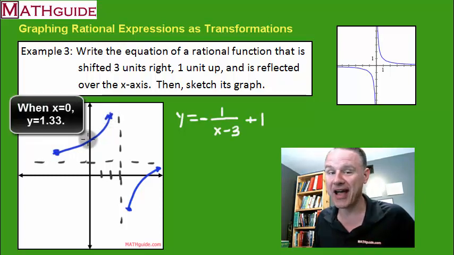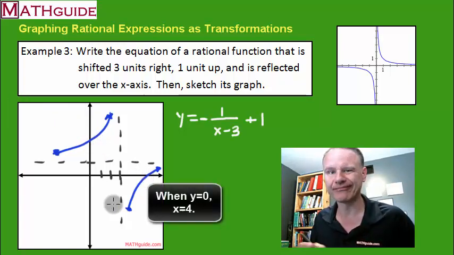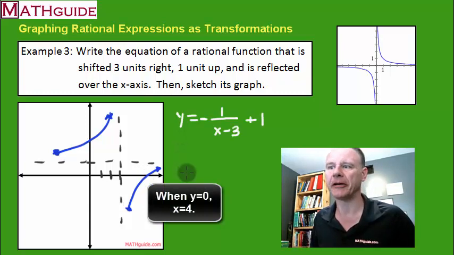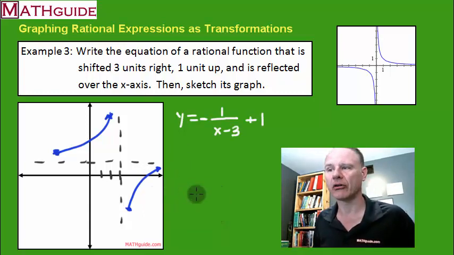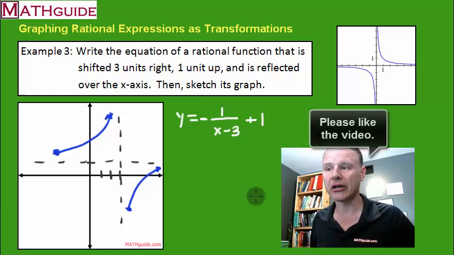Where does it cross the y-axis? I don't know. I could do some math. I don't know where it's going to cross the x-axis either without digging into the equation a little bit. But anyway, that's what the curve looks like. And so we have an equation. We've got its graph. We've got the transformation statement there. They all match up.